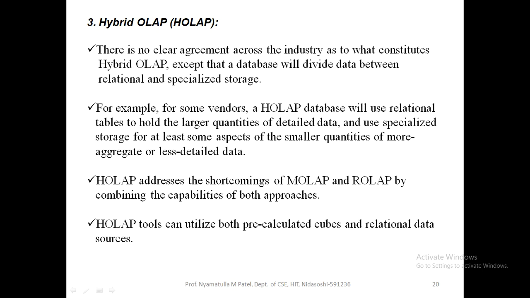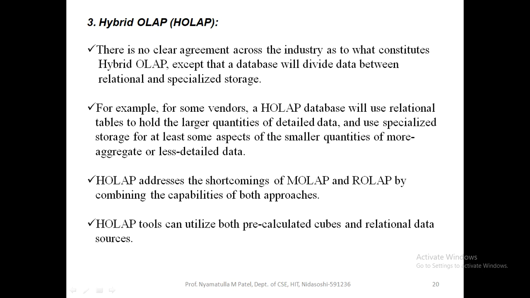For example, some vendors say HOLAP databases will use relational tables to hold the large quantities of detailed data and use specialized storage for at least some aspects of the smaller quantities of more aggregate or less detailed data. Relational tables to hold the larger quantities of detailed data is nothing but the rollup, and specialized storage is used for the smaller quantities of more aggregate or less detailed data.